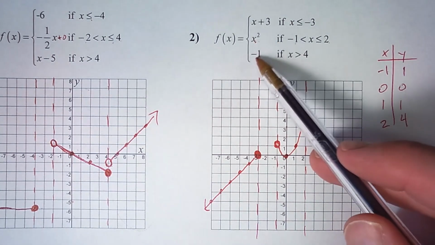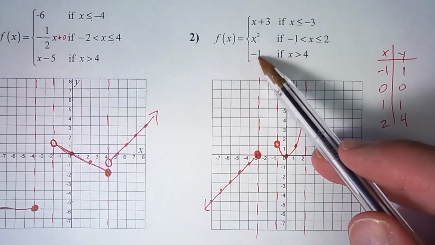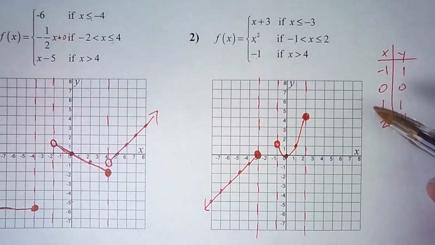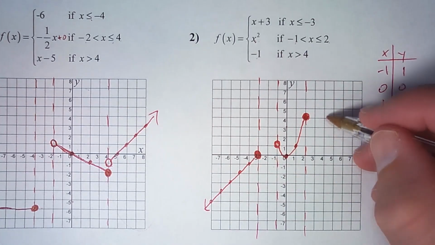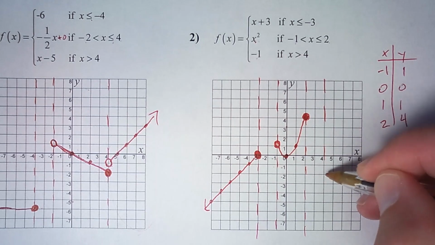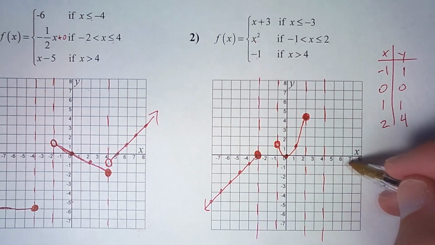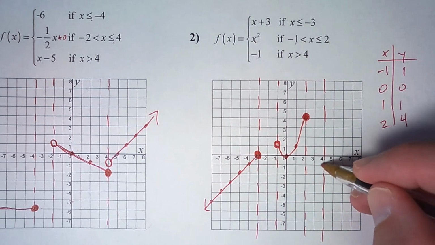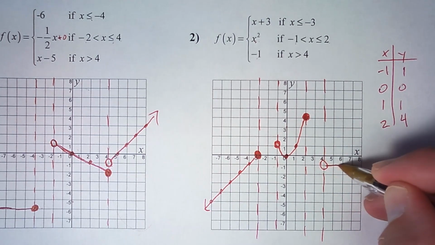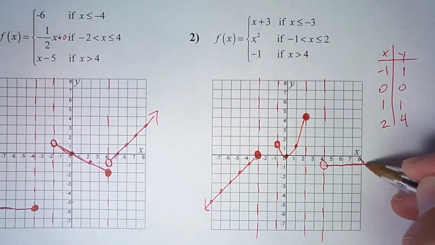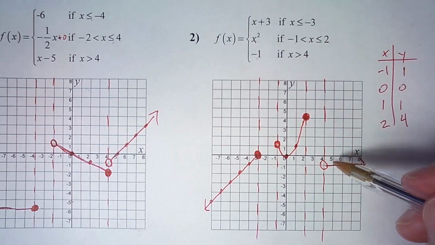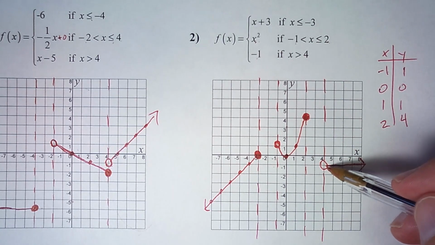And the last part is y equals -1, so this is a horizontal line, but only for x's that are greater than 4. Okay, so y equals -1, which is right here, but only greater than x equals 4. Okay, not equal to, so I want to leave that one open.